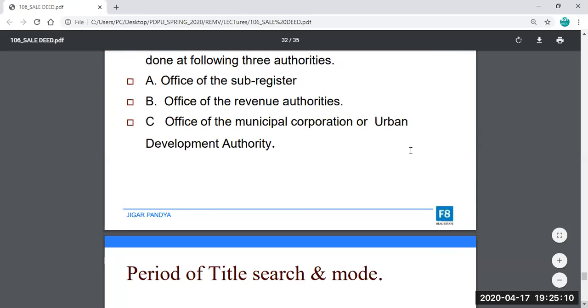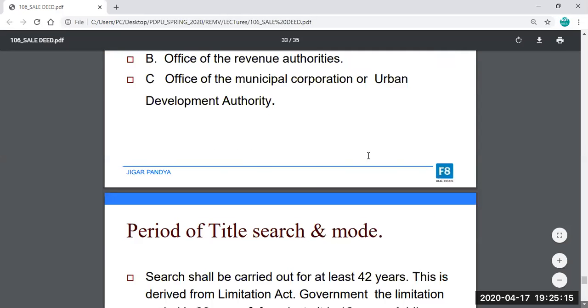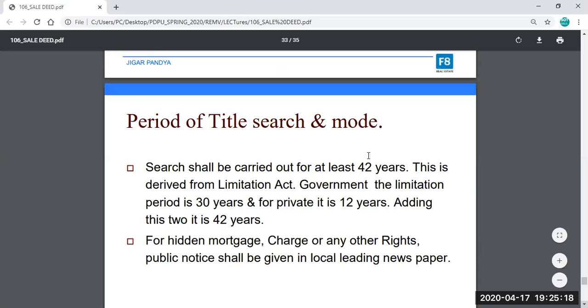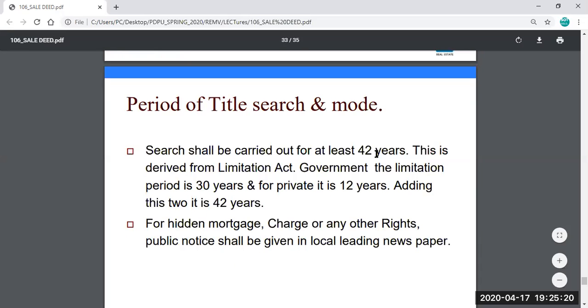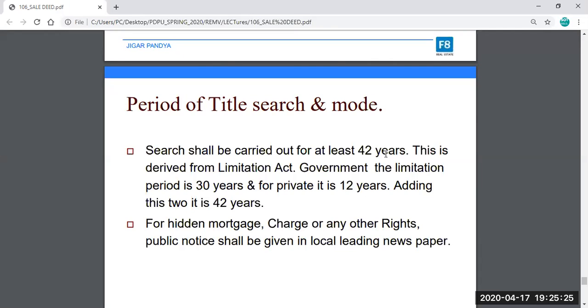Now let's examine what should be the period of title search in case of sale. The search shall be carried out for at least 42 years from the date of the sale. So if a sale is happening, let's say, in 2020, you go 42 years back, so you need to check until the year 1978. This is derived from the Limitation Act. The limitation period is 30 years for the government and 12 years for private parties. So adding the two, it's 42 years.